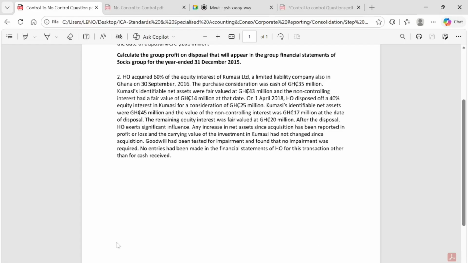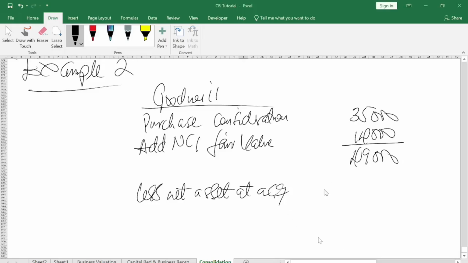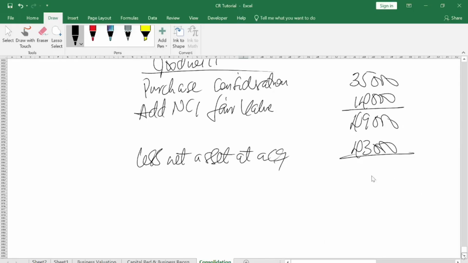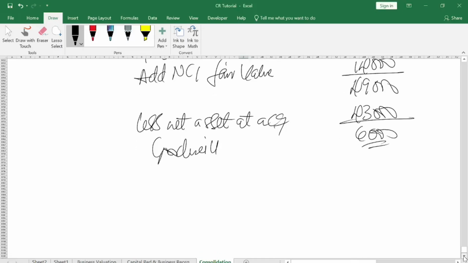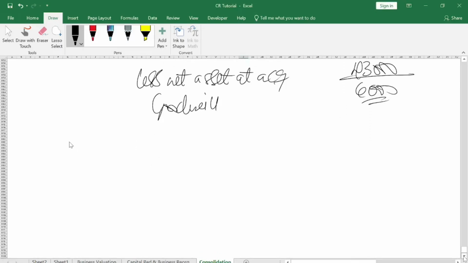So here, at acquisition, the fair value of the asset was 43. Then you less it. What do you have? It gives you 6, 6,000. So this is your goodwill. Simple. This is your goodwill. So here we know our goodwill. Then we can now go on to do our disposal of the assets.